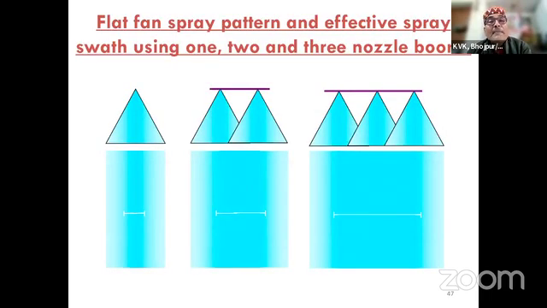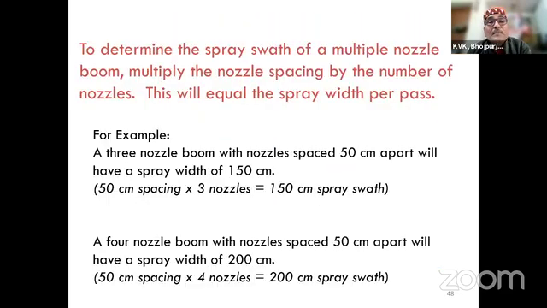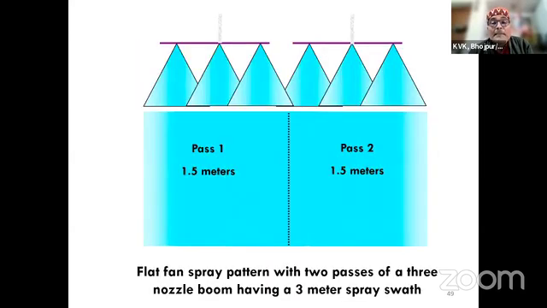These are the flat fan sprays using 1, 2, and 3 nozzle booms. To determine the spray width of a multiple nozzle boom, multiply the nozzle spacing by the number of nozzles. This will equal the spray width per pass. For example, a 3 nozzle boom with nozzles 50 centimeter apart will have a spray width of 150 centimeter. A 4 nozzle boom has a 200 centimeter spray width.